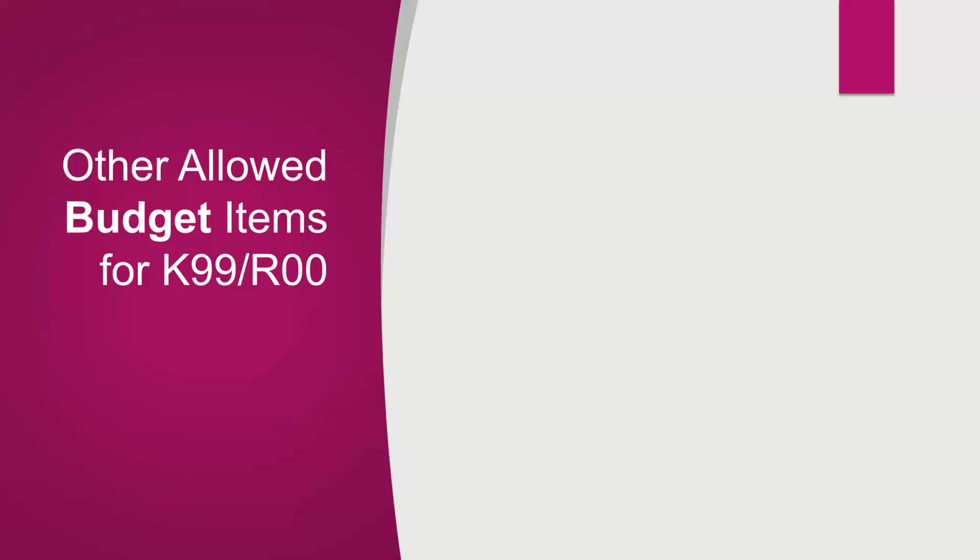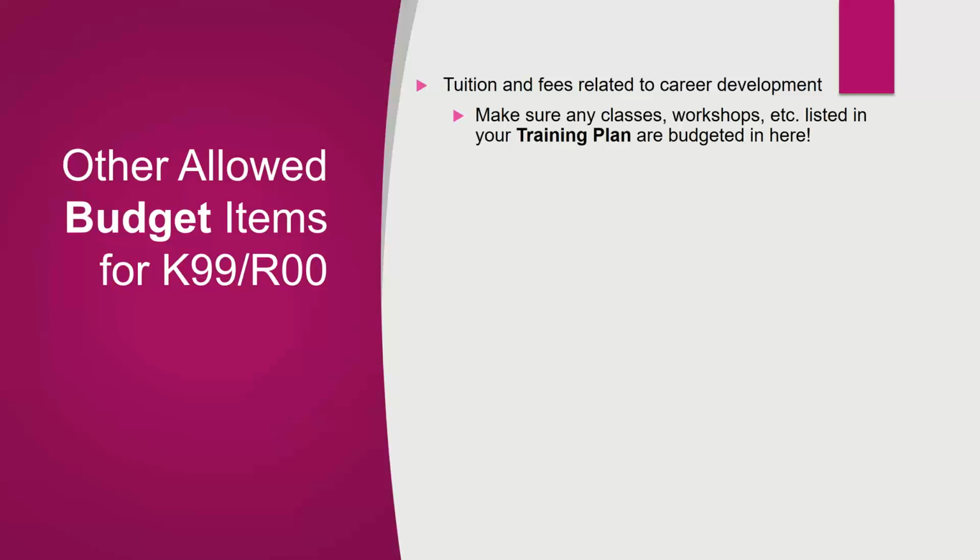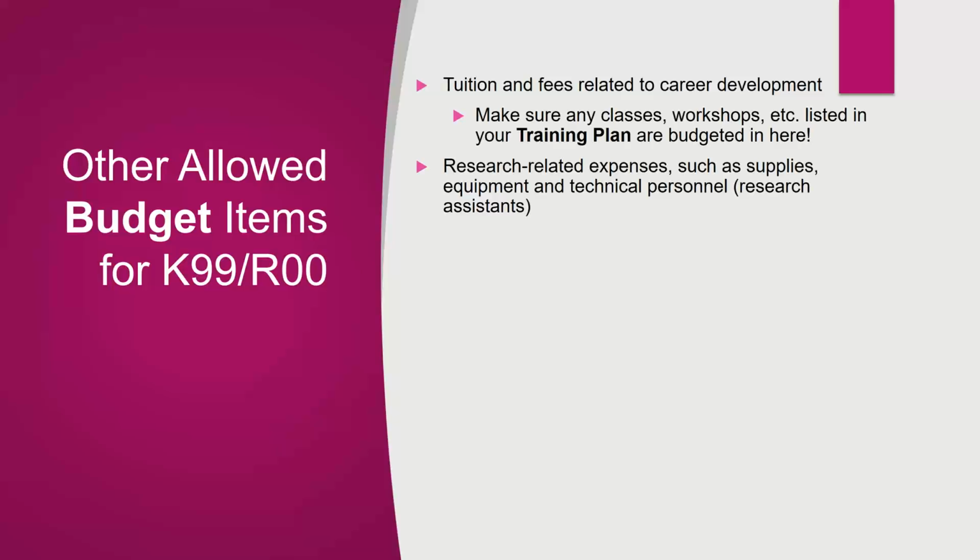In terms of other allowed budget items for K99 and R00, tuition and fees related to career development are allowed. And make sure any classes, workshops, etc. listed in your training plan are budgeted in here. Any research-related expenses such as supplies, equipment, and technical personnel, such as research assistants. So you can designate in your budget payment for research assistants, as well as buying an EEG system, for example.